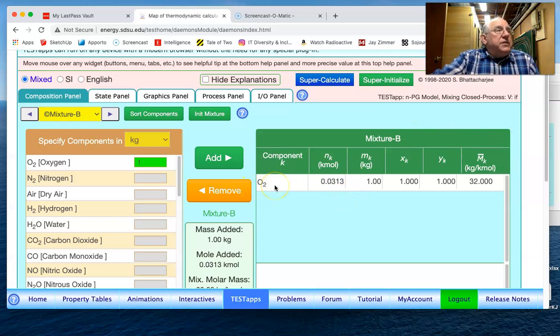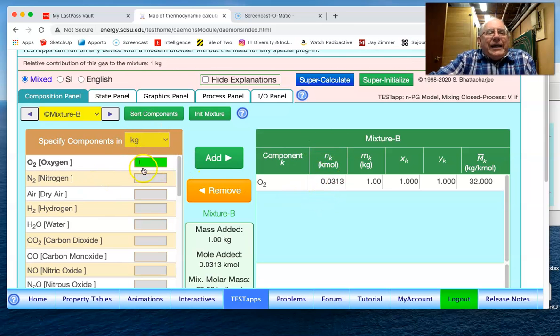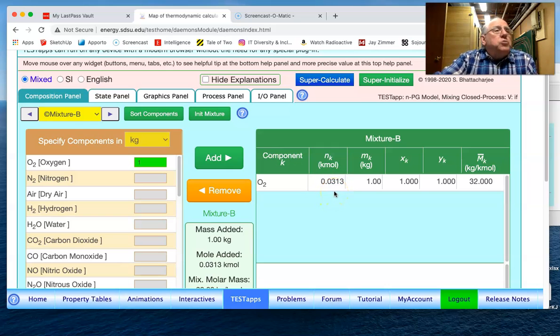The mixture itself is oxygen, and again, because I just put in 1 kilogram, it figured out that it was a certain number of kilomoles, but again, this is only a relative number for our particular case. Here's the mass fraction, here's the mole fraction, and here's the molecular weight. And so now we have the mixture A and mixture B.